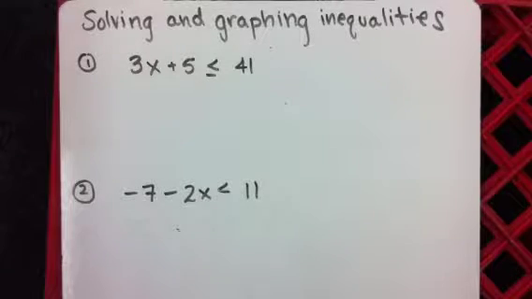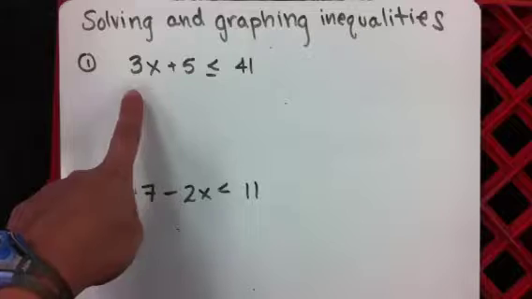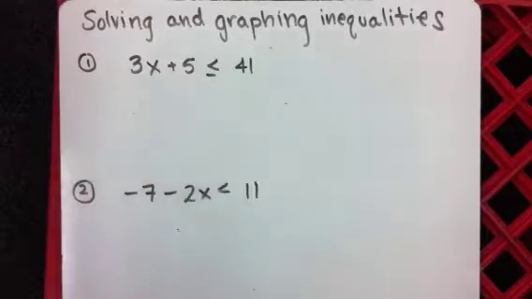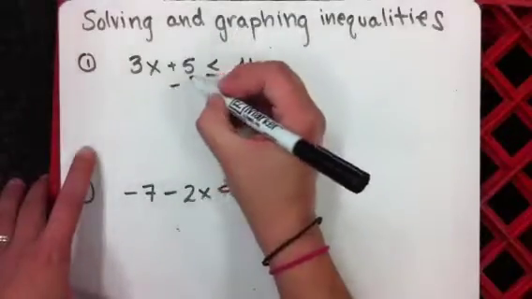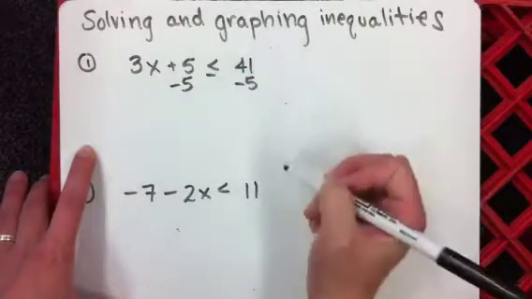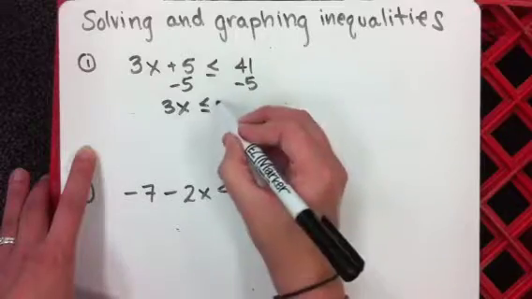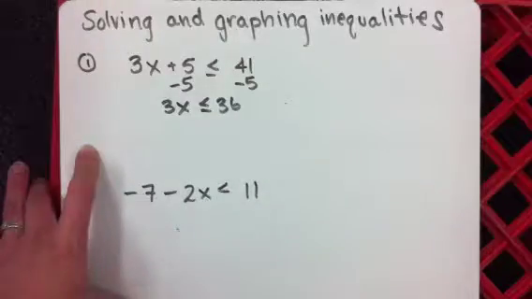This is solving and graphing inequalities for Algebra 1b. My first problem says 3x plus 5 is less than or equal to 41. I'm going to solve this just as I would a regular equation. So I'll start by subtracting 5 from each side, and I get 3x is less than or equal to 36.